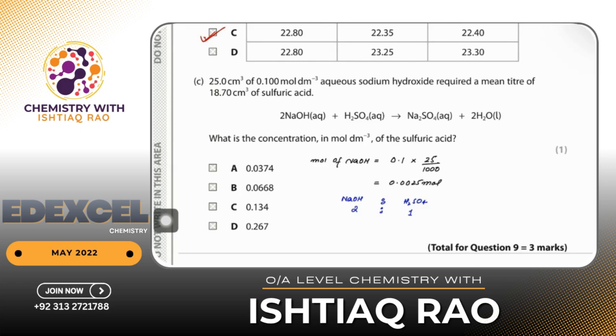0.0025 mole is for sodium hydroxide and this is X. So X would be equal to 0.00125 mole of H2SO4. They are asking the concentration. Concentration is equal to mole upon volume. Mole is 0.00125 divided by the volume. It should be in decimeter cube, so divided by 1000, which is 0.0187.